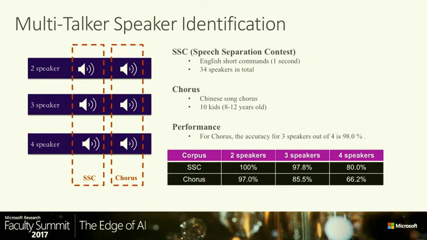Now let me show you some samples. We evaluated this method on two kinds of corpus. One is normal English multi-talker speech, and another is a more difficult Chinese song chorus. First let us listen to some samples.